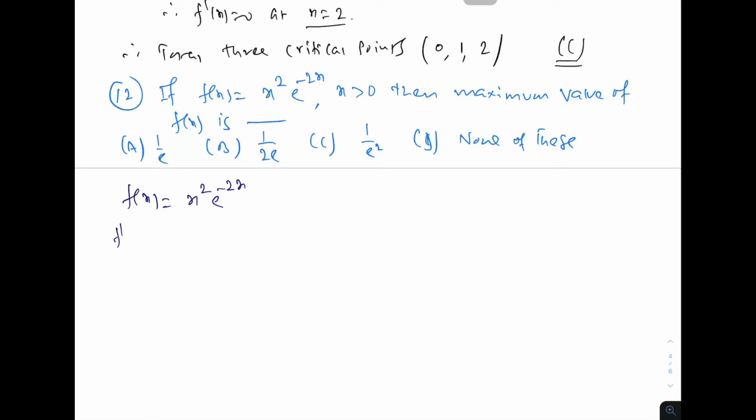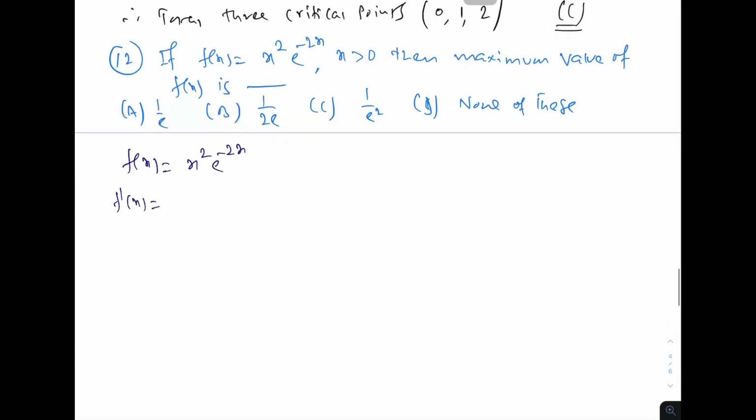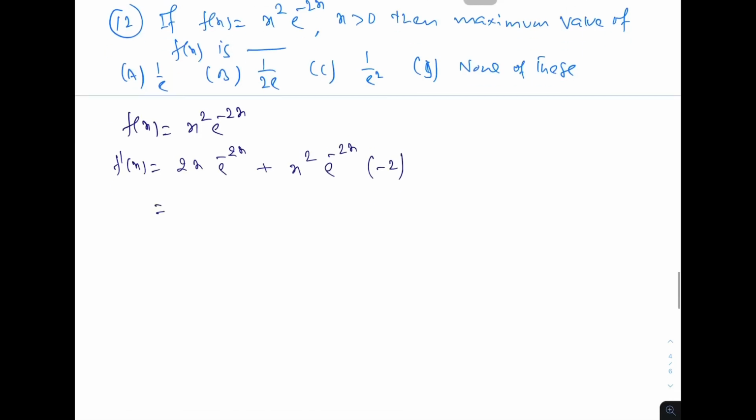So let us take its derivative. So f dash x, so that is, derivative of x square is 2x, keep e power minus 2x as it is, then plus x square, derivative of e power minus 2x is e power minus 2x into minus 2. So we can take 2, then x, then e power minus 2x outside. This is 1 minus x.